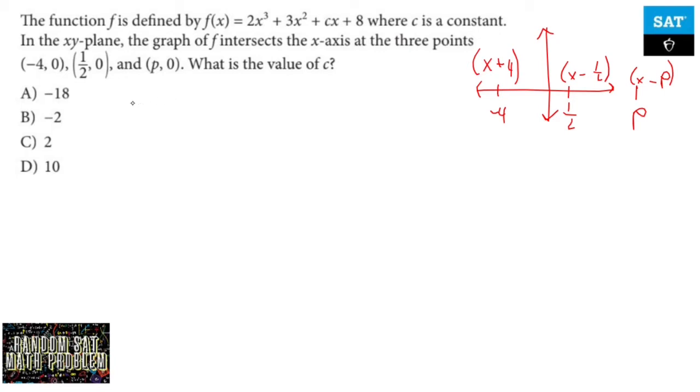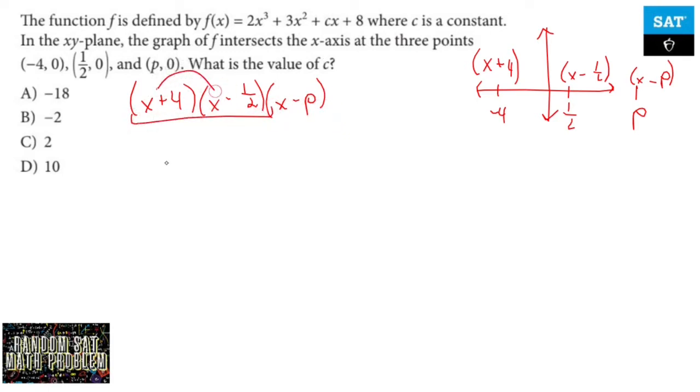So I have x plus 4, x minus a half, x minus p. I've got to FOIL that out twice. Not going to be fun. So let's FOIL this chunk out first.